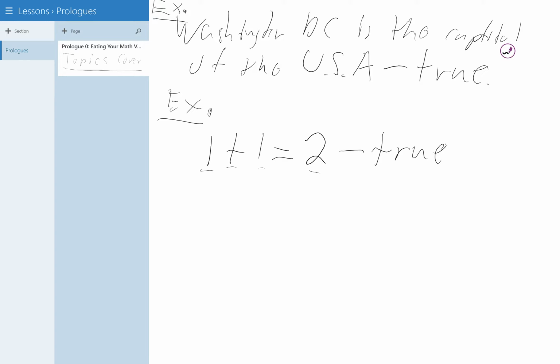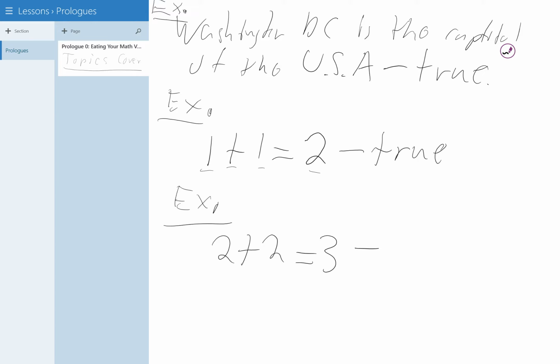And actually, let's just do one more example, and then I'll try to make a point here. It's important. So 2 plus 2 equals 3. Is this a proposition? Yes, it is, because it states a fact. It's saying 2 plus 2 equals 3.